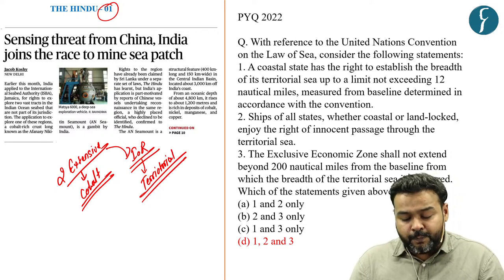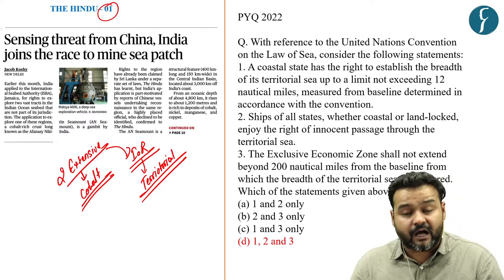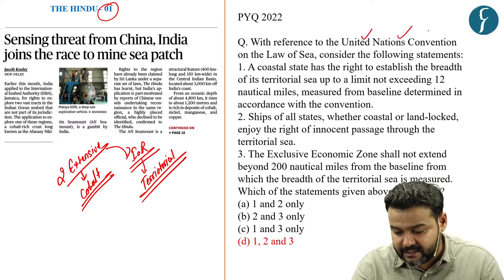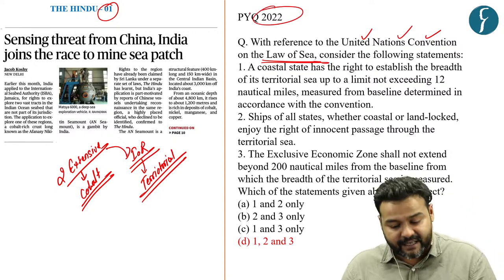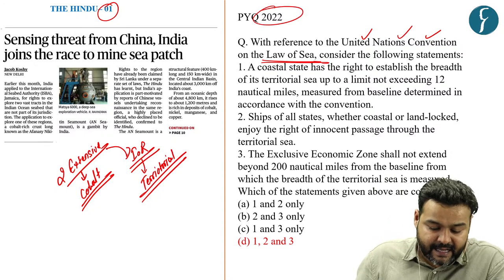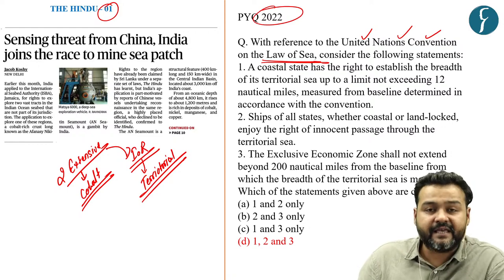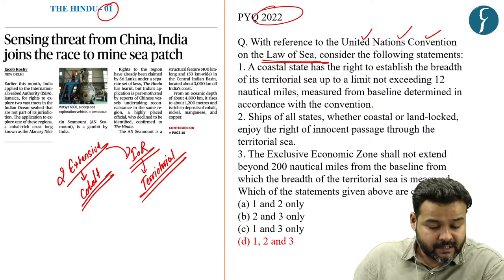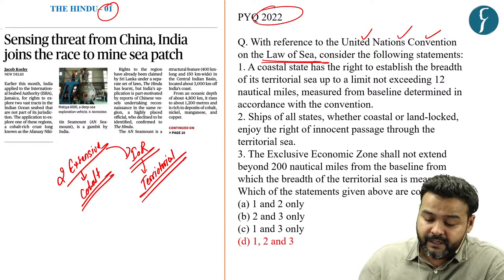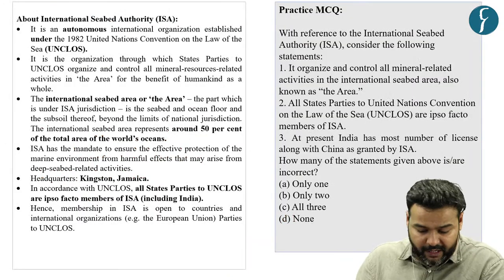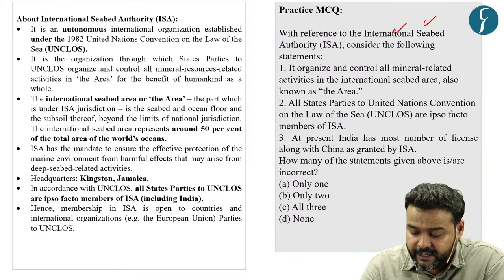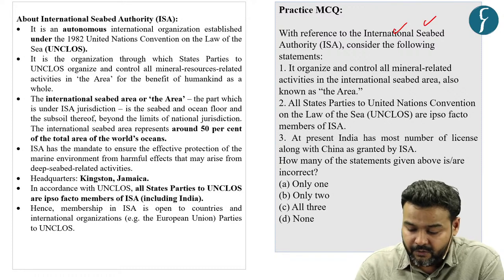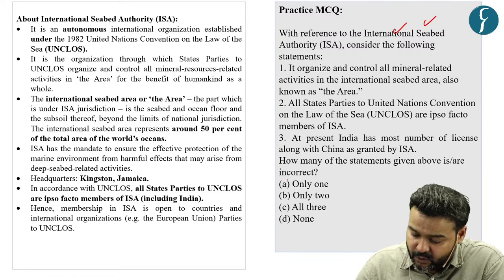So, UPSC has been asking questions based on UNCLOS, that is, the United Nations Convention on the Law of the Sea. As you can see, in 2021 itself, it has asked. And the International Seabed Authority, that is ISBA, is one of the autonomous agencies under the UNCLOS only. So we have taken up a question based on the International Seabed Authority, and we have given three statements and you have to identify the incorrect ones.